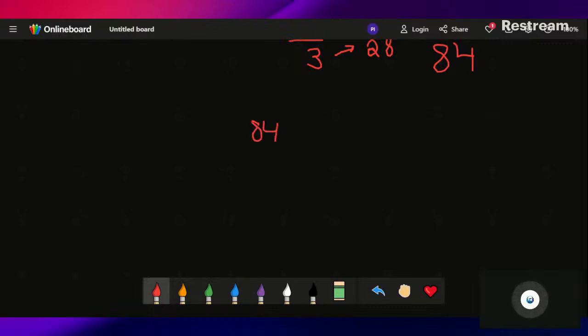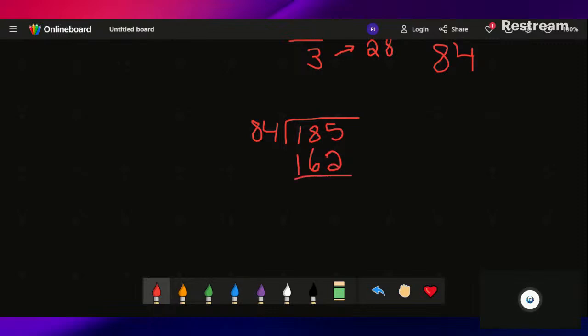We have 84, 185. This is long division. Okay, so how many times does 84 go into 185? Well, if we multiply by 2, we're going to get 168. And it's very easy to multiply 84 by 2.